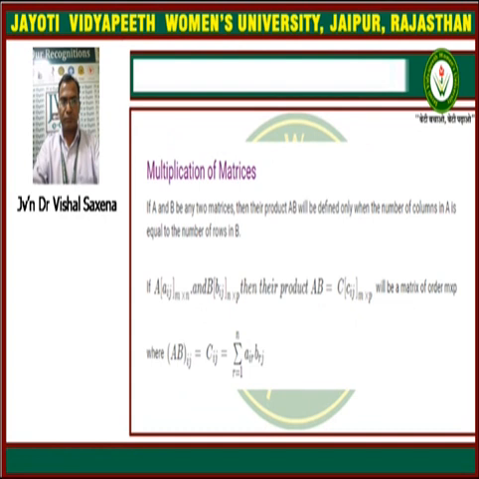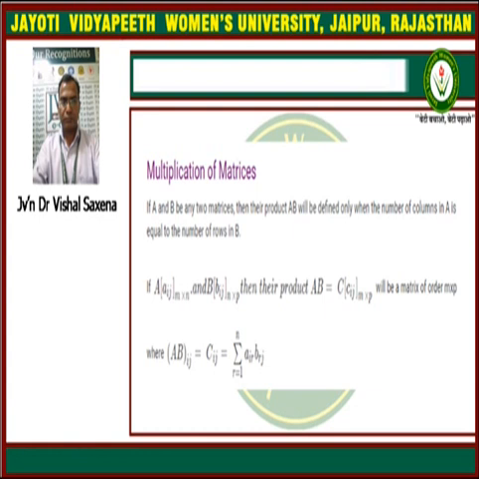The next is matrix multiplication. In matrix multiplication, if A and B be any two matrices, then their product written by AB will be defined only when the number of columns in matrix A is equal to the number of rows in the matrix B. So this is the primary condition for the multiplication of the two matrices A and B, means the number of columns in the matrix A must be equal to the number of rows in the matrix B.